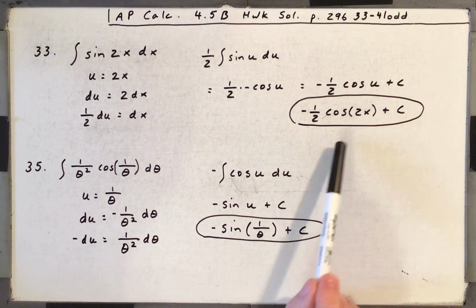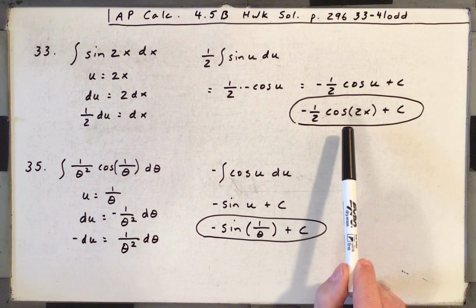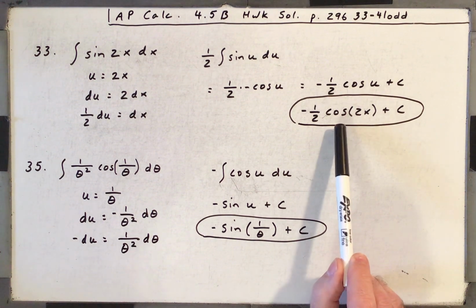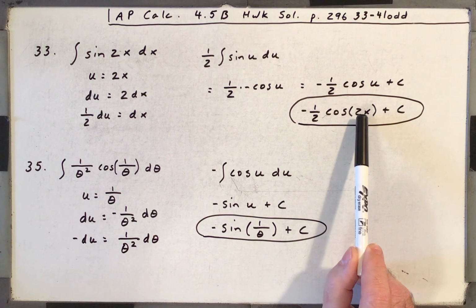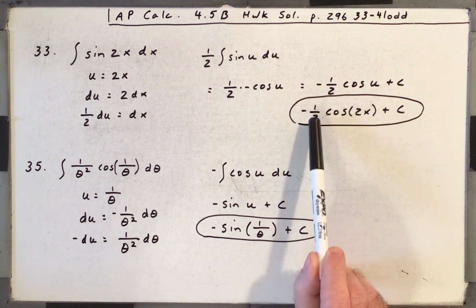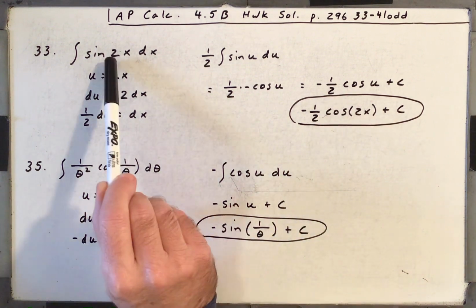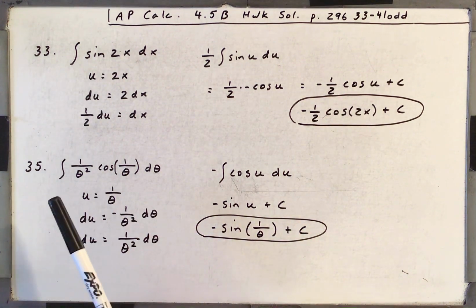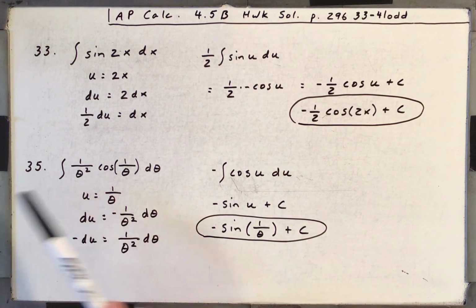and then we have to substitute the u back in, which is 2x. Now, if you want to take the derivative of that to check, the derivative of cosine is negative sine 2x times 2, the derivative of the angle. That would make your 1/2 go away, and the two negatives would make a positive, and you'd be right back to that. All right, 35 looks nasty, but it's not too bad.